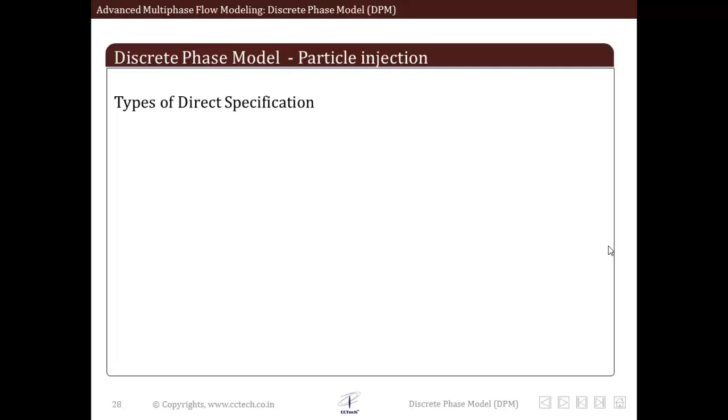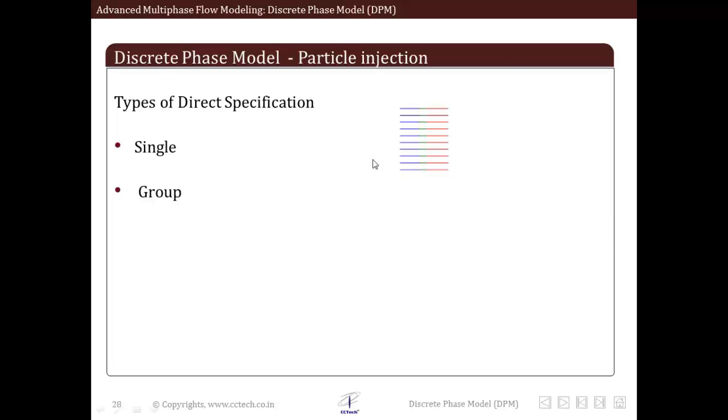First, let us see the types of direct specification. Within direct specification, the first type that we have is single. A single particle enters the domain, and we give its velocity, location, position, size, mass flow rate, etc. The second type is group. Within group particle injection, streams of particles enter, and we have to give the starting particle position, size, and velocity for the first particle and the last particle. From those inputs, the entire stream properties are calculated and a group injection is carried out.